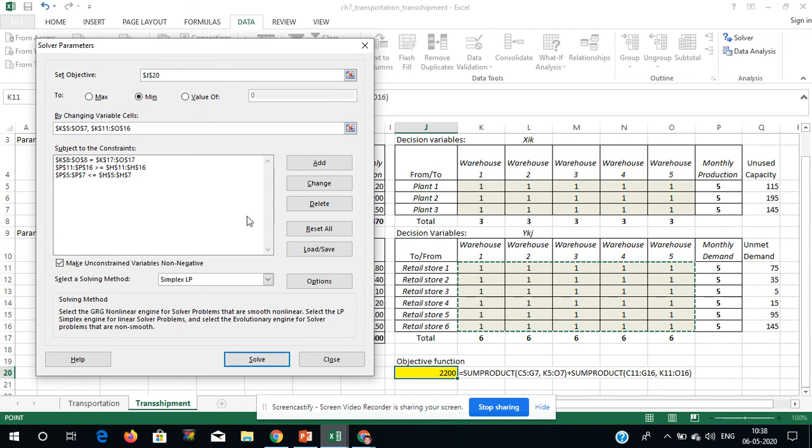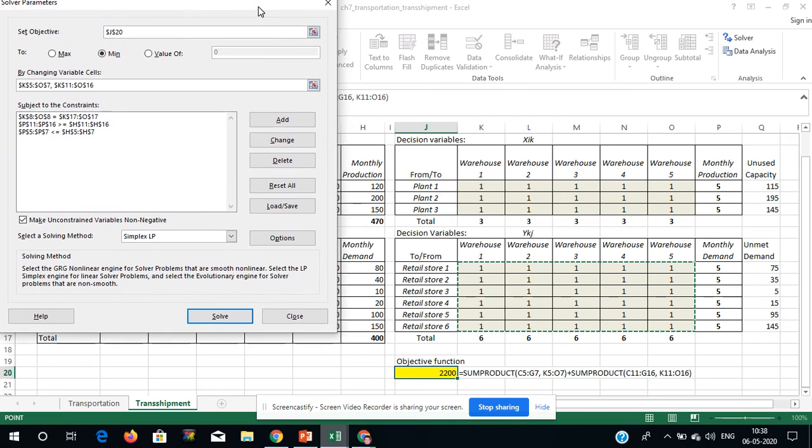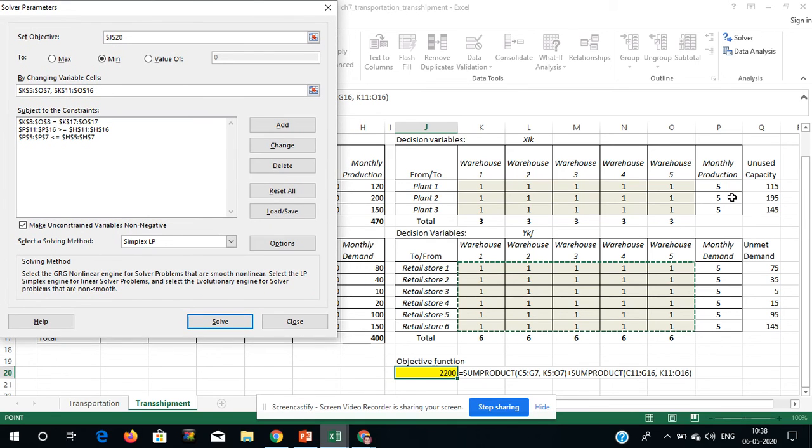And subject to the constraints. The first constraint is that from the first stage, whatever we are getting in the different warehouses from different plants is equal to K17, here. So this minus this equals 0, that means both of them are equal. Whatever is coming to the warehouse goes to the retailer.